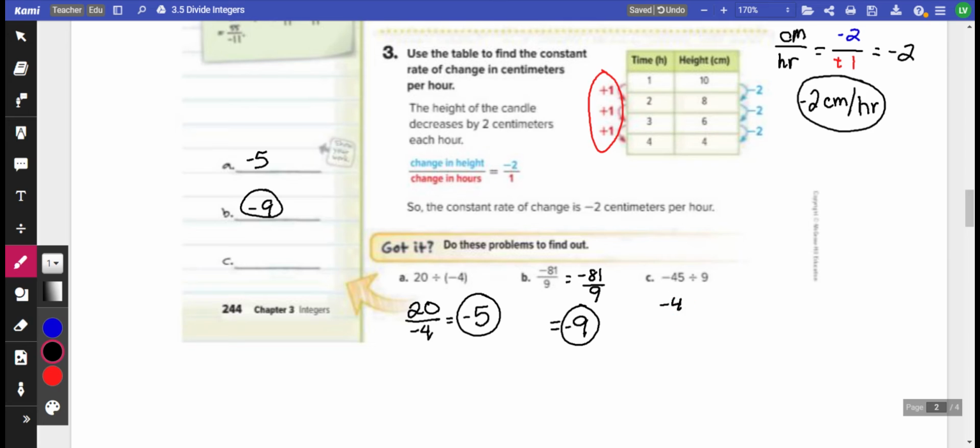Letter C, negative 45 divided by 9. Well, 45 divided by 9 gives me 5. Negative divided by a positive is a negative. So it's negative 5 is my answer. So A, B, and C all have it to where you are taking a positive divided by a negative or a negative divided by a positive. So the signs are not the same.